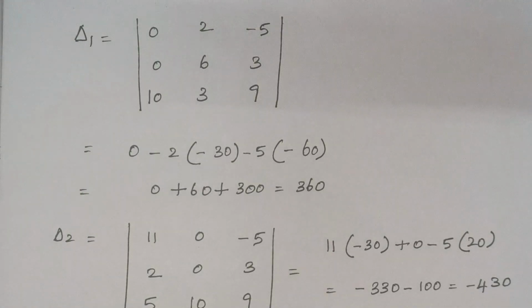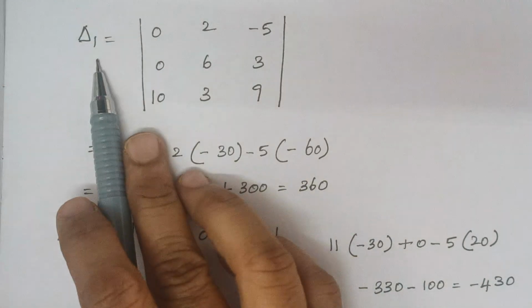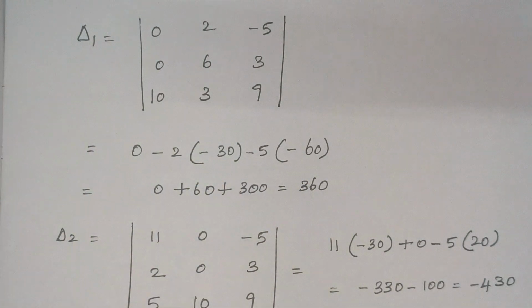Next we are going to calculate the value of del 1. For del 1, you have to remove this first column and replace those values with the voltage values.